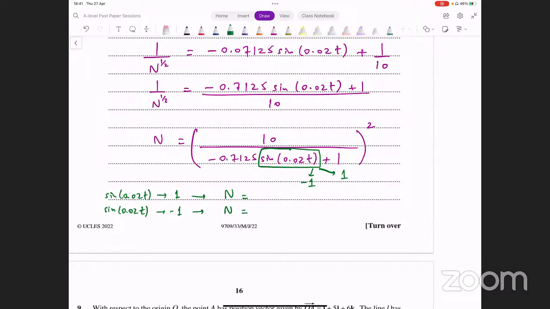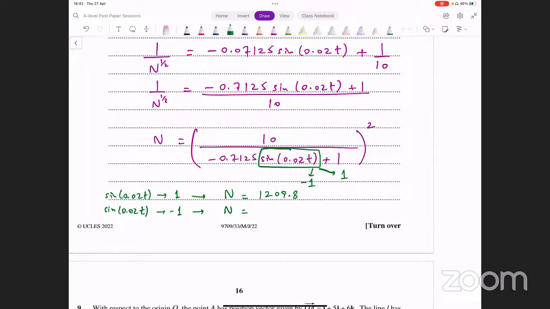10 divided by -0.7125 into (1 plus 1) and then whole squared. Okay, so when I input 1 in place of that, that is giving me n equal to 1209.8. Okay, this is one possibility. Now we don't know whether this is right, we have to go and input in the other one first. We have to input -1 first and see what happens with that.